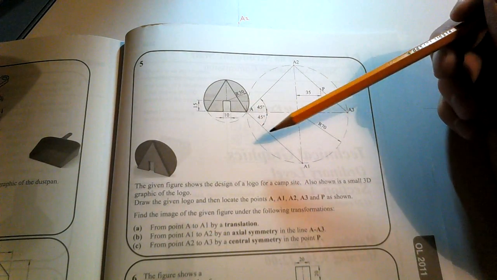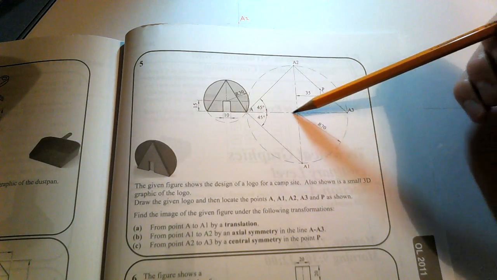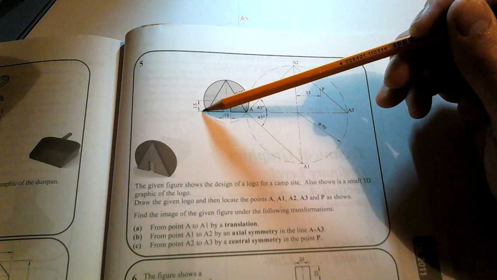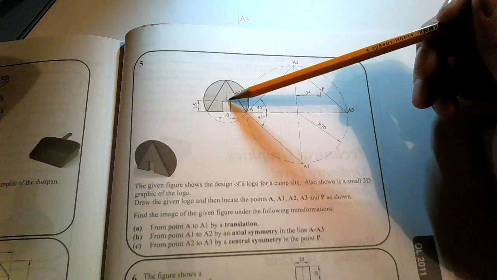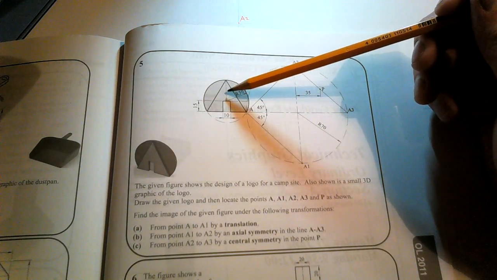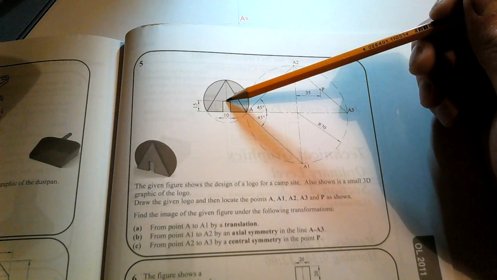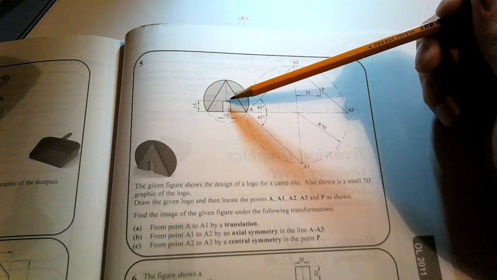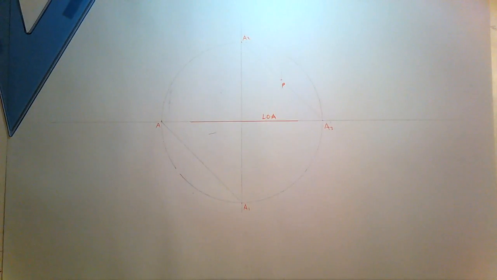Okay, and then for the logo, there's a tricky bit here. The logo might catch you out. The A3, A axis going across there, the center point of this logo is not sitting on it. It's sitting up 15 mil. So we need to locate A, which we have, and locate the center point of our logo. Okay, so let's go to the drawing.